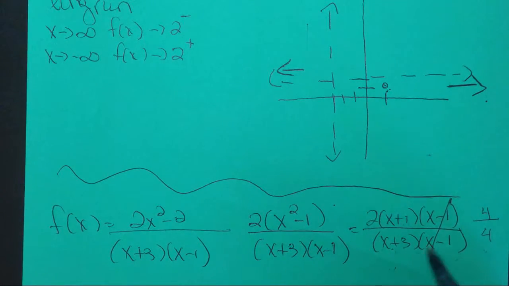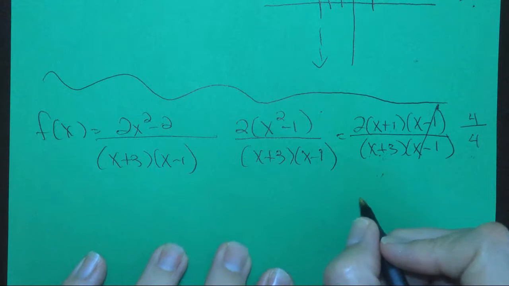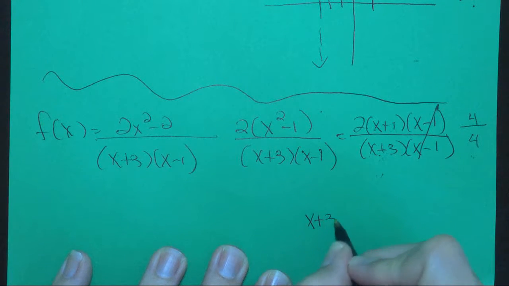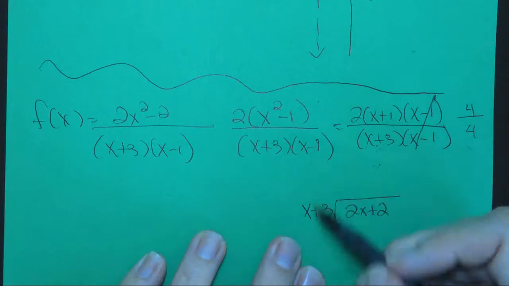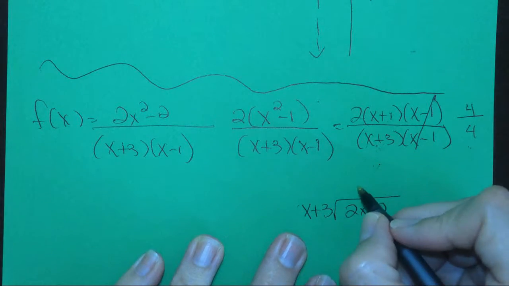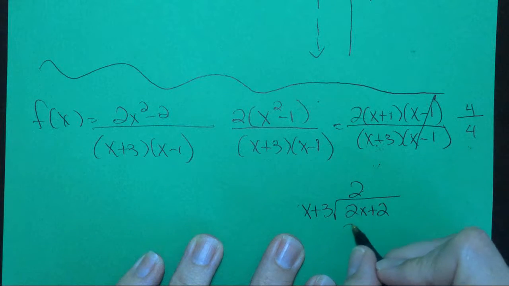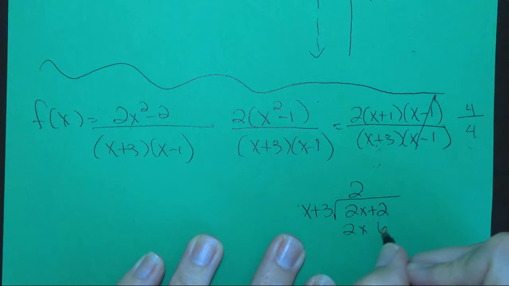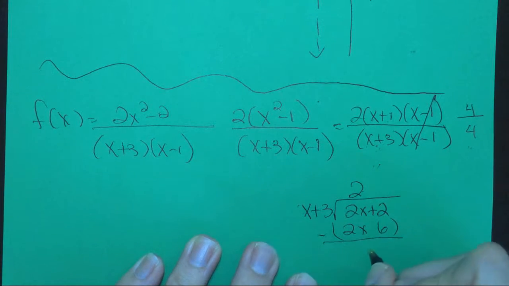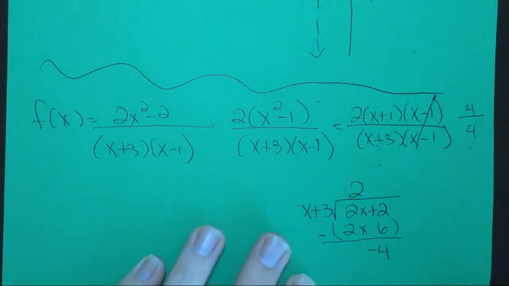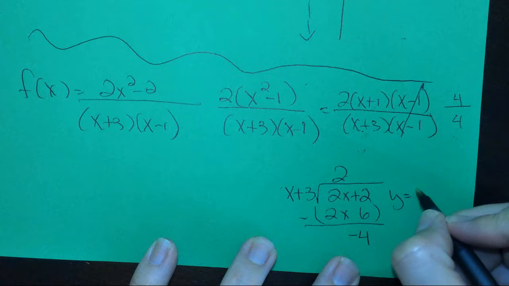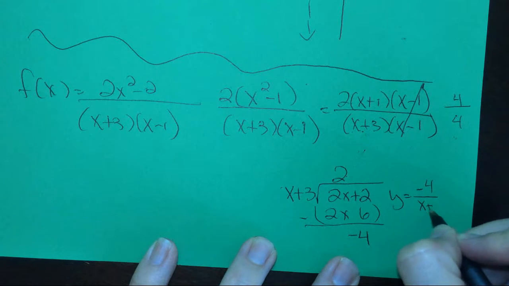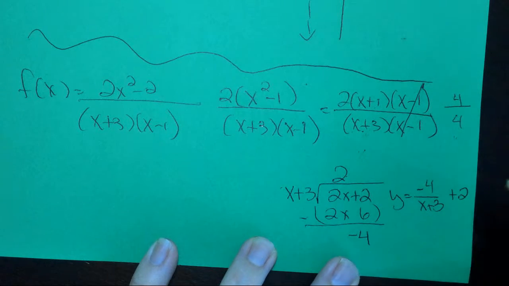Okay, so I'm going to take what I have left here and I'm going to do some long division. So x plus 3 will go into 2x plus 2. How many times will x go into 2? It'll go 2 times. 2 times x is 2x, 2 times 3 is 6, and then we're going to do some subtraction, and I'm going to get negative 4. So short term, it's going to look like negative 4 over x plus 3 plus 2.